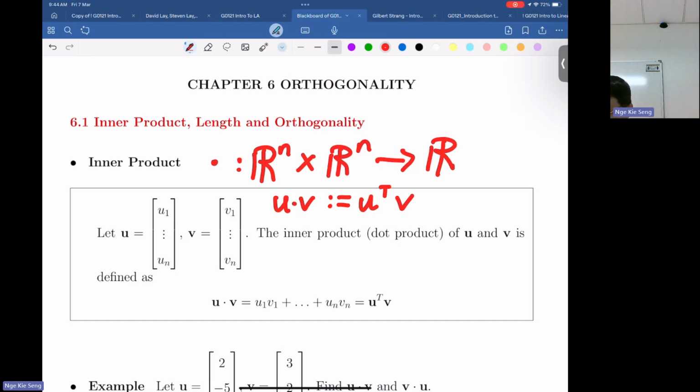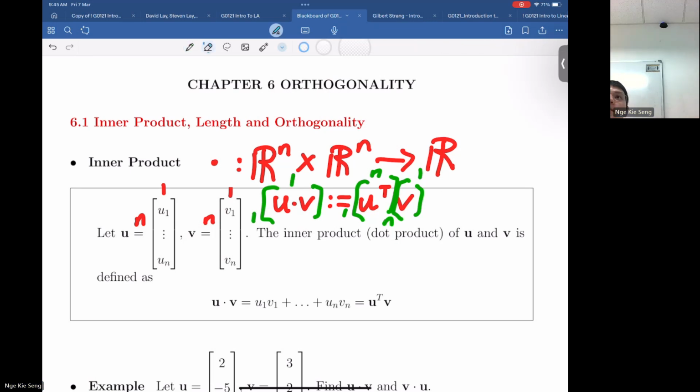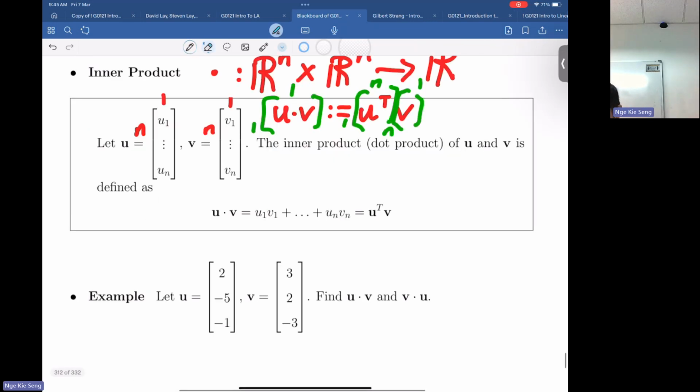So what happens here? Let's say u is an n times 1 vector, and v is an n times 1 vector here. What do you do to u? You transpose it so that you get a 1 times n matrix, and then v is still an n times 1 matrix. So altogether, you will get a 1 by 1 number here. This guy is a 1 times 1 number.